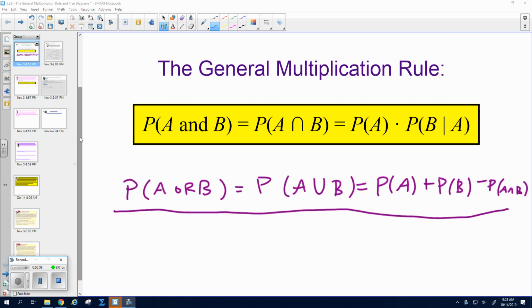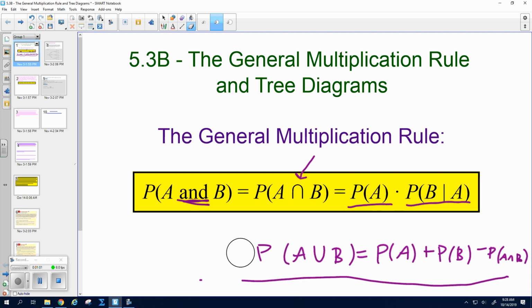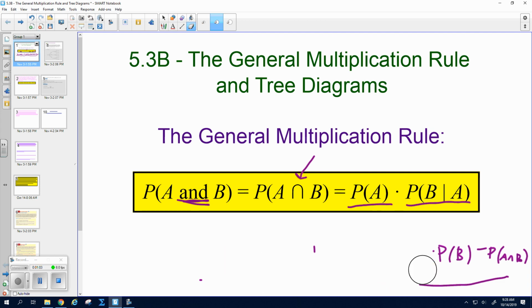Then we have what's called the general multiplication rule. Notice the word and the symbol intersect, which means and. And that formula is equal to the probability of A times the probability of B given A. And we can actually derive this from the conditional formula that you guys learned.